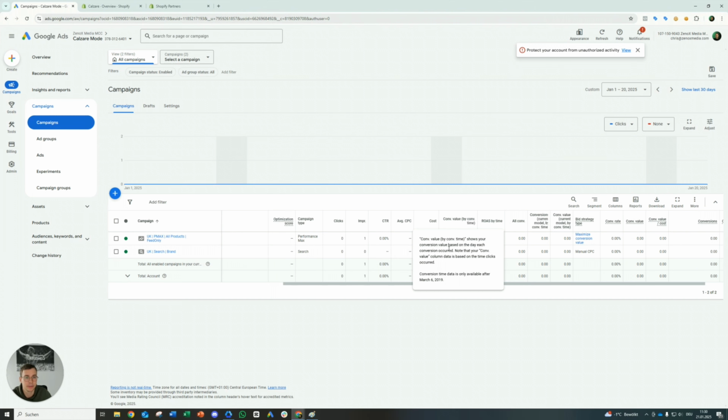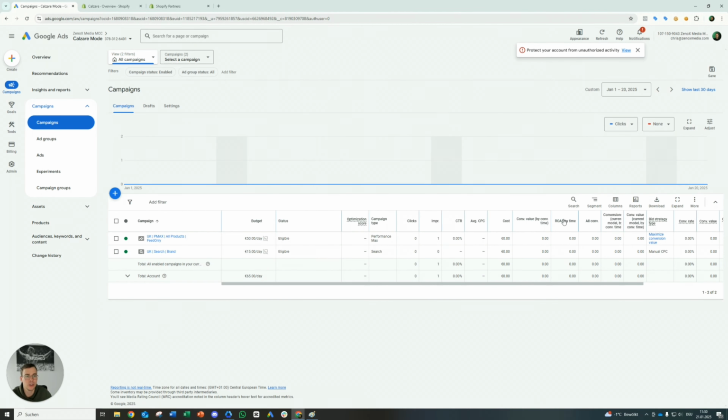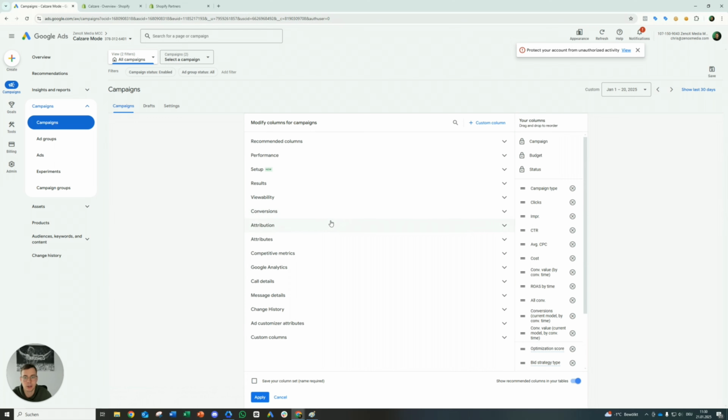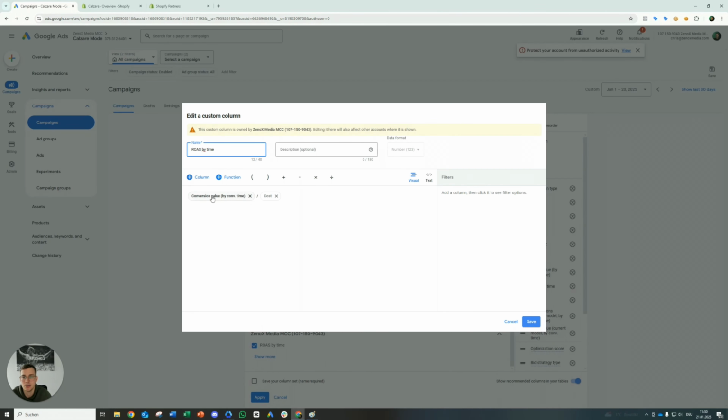each conversion occurred, right? And based on that, I created this ROAS per time metric, which is basically the same like here, conversion value divided by cost, but with the conversion value per time column. So the ROAS is also a bit more accurate in that case. And you can do that yourself. You just go to columns, custom, or modify columns, and then you can create your custom columns here like I did. And there you can see it. Basically conversion value by conversion time divided by cost, and then you get the ROAS per time. And then you see also better data in the ad account, you know.